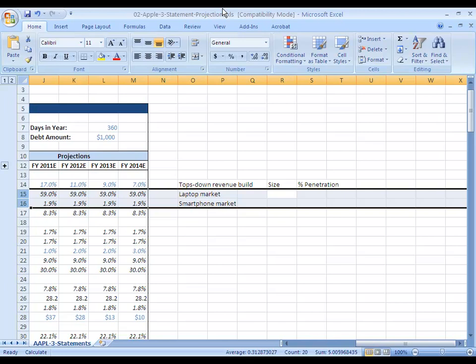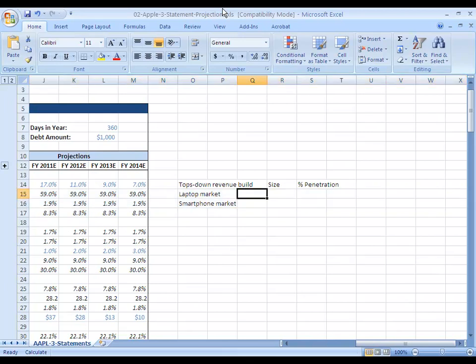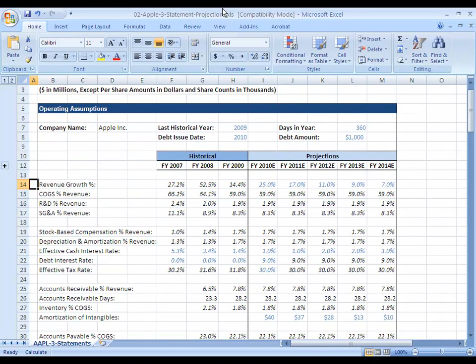In investment banking, usually the first two methods here are the most common, where you look at a unit by unit build, or you just make a simple percentage assumption that we have right here. But those are really the three main ways to do it. Again, I would say the first two are the most common in investment banking and private equity.